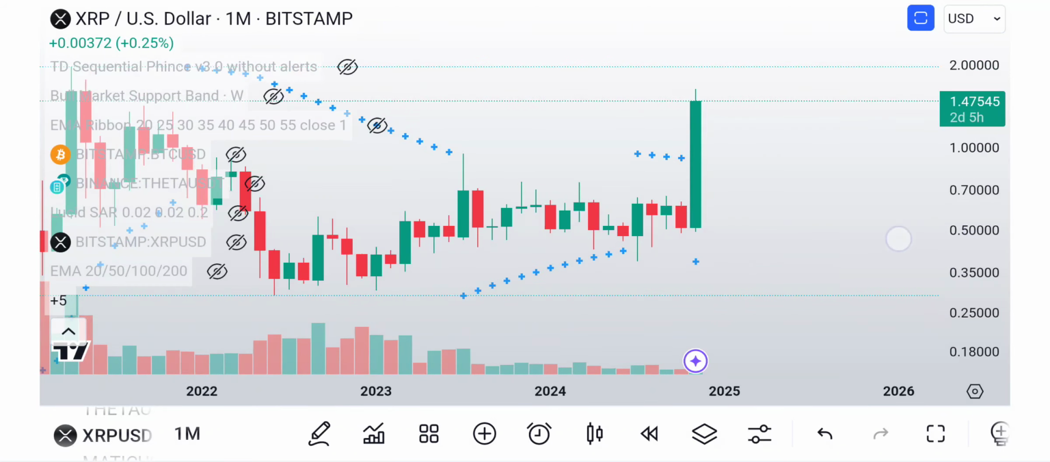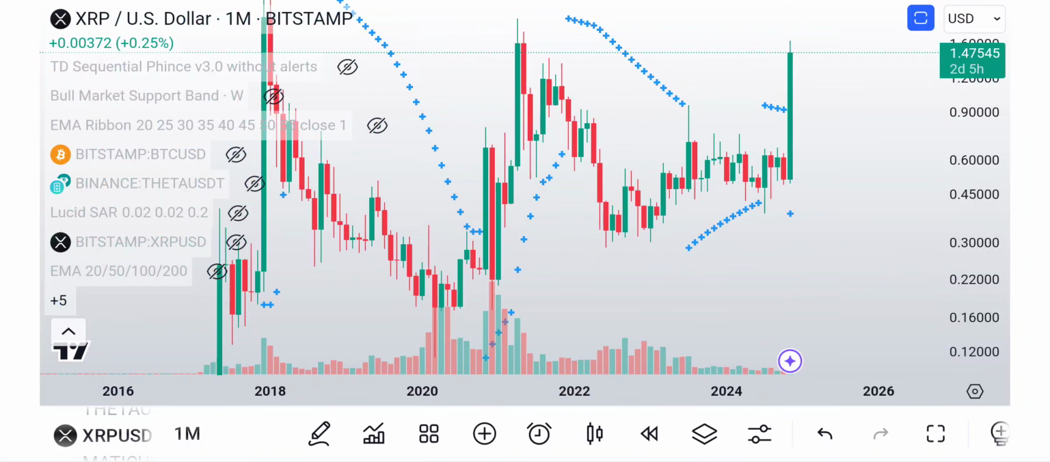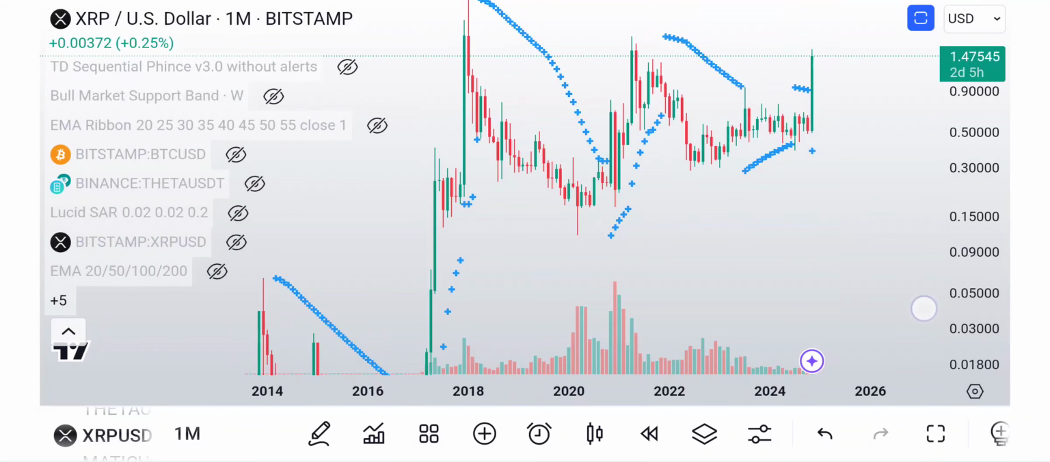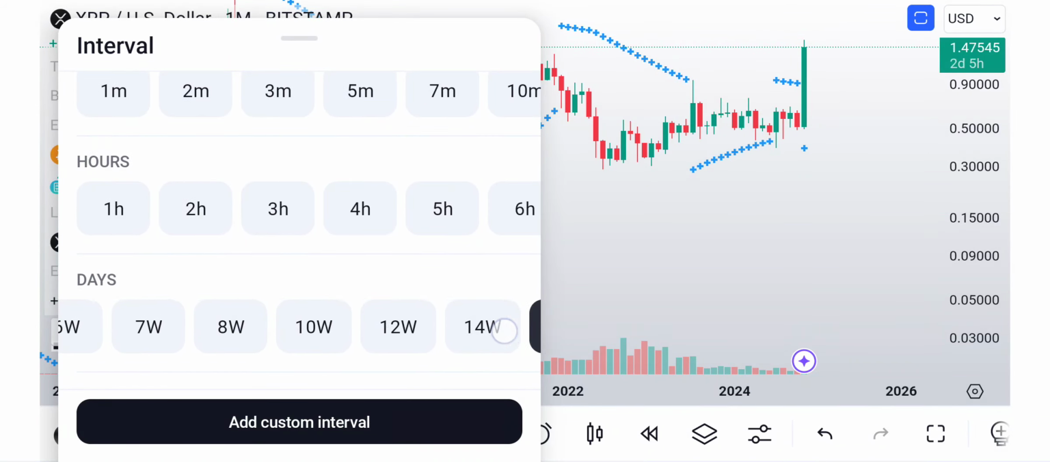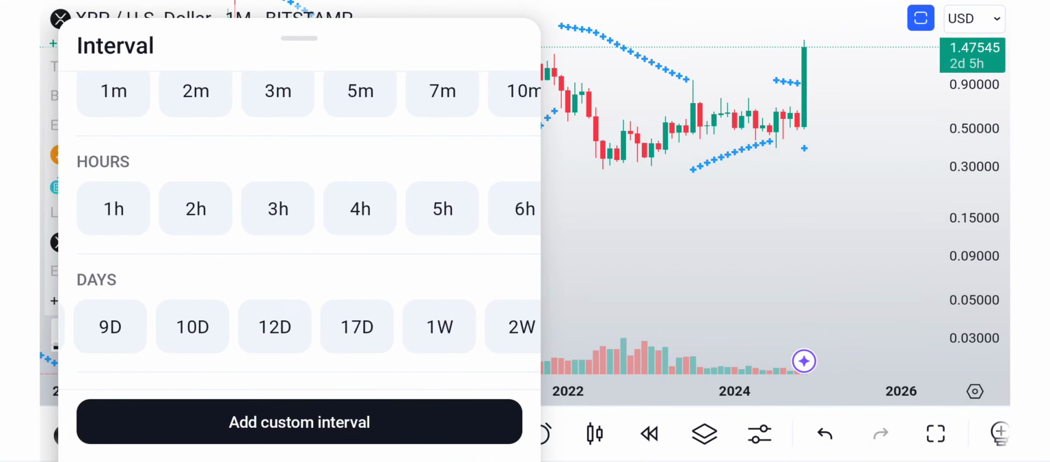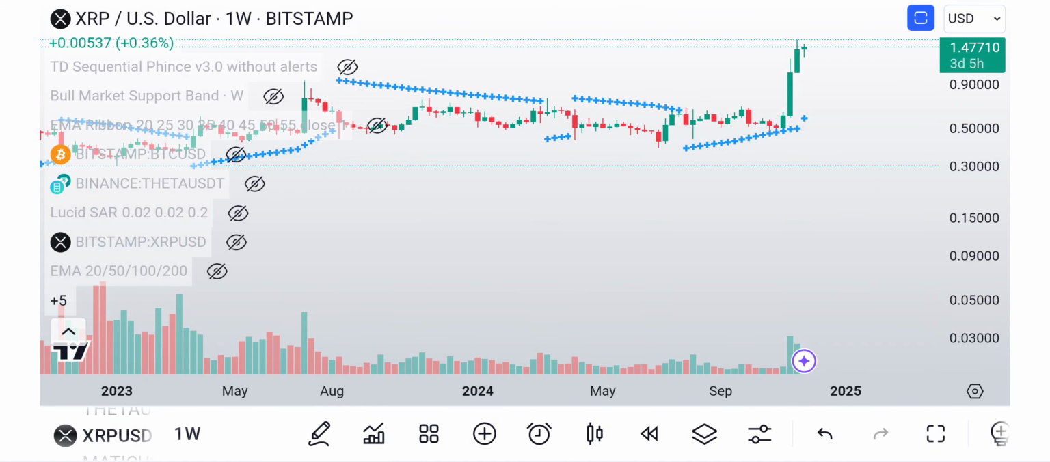So great. Now you can see there's no volume. There's really no volume on the monthly, but I don't really like volume either because it's not really an accurate representation of volume.